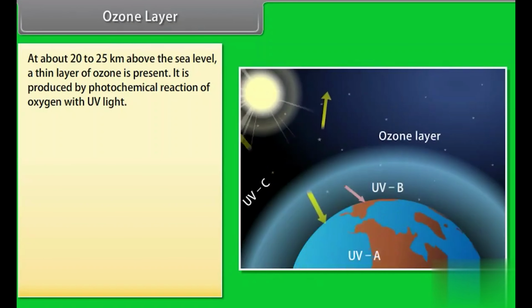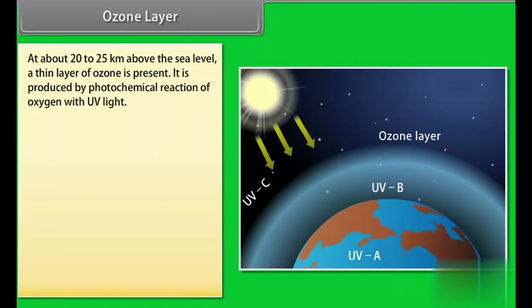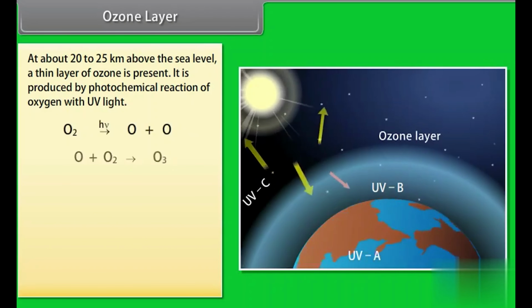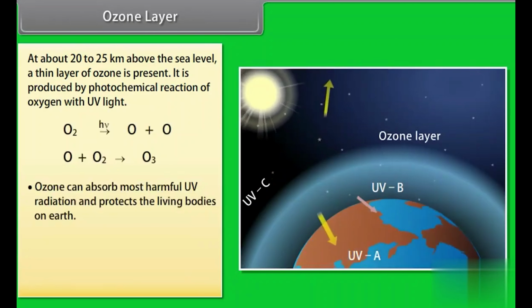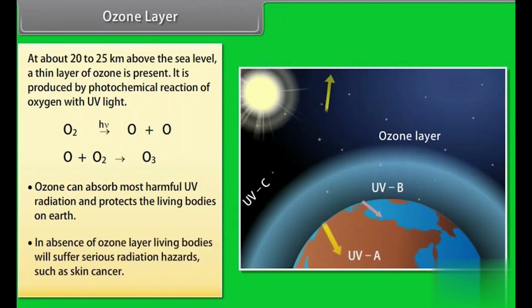Ozone layer. At about 20 to 25 km above the sea level, a thin layer of ozone is present. It is produced by photochemical reaction of oxygen with UV light. Ozone can absorb most harmful UV radiation and protects the living bodies on Earth. In absence of the ozone layer, living bodies will suffer serious radiation hazards such as skin cancer.